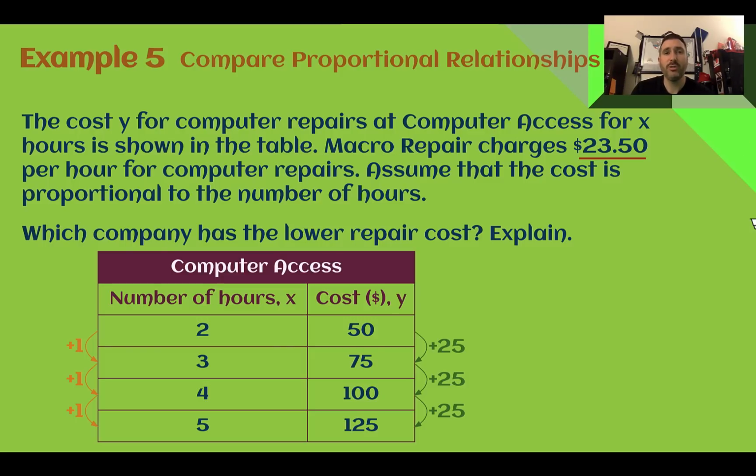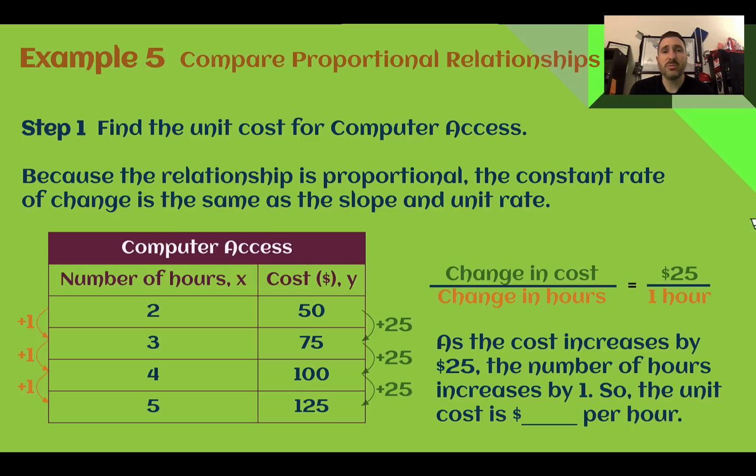Let's find the unit rate for Computer Access. Since it tells us the relationship is proportional, meaning they didn't have any extra charges if we need parts and stuff, we can look and see that it has a constant rate of change and then use that as our unit rate and compare. So if we look, 1 more hour of work cost $25 more. If we had another hour, it was still another $25. So the unit rate for Computer Access must be $25 per hour.